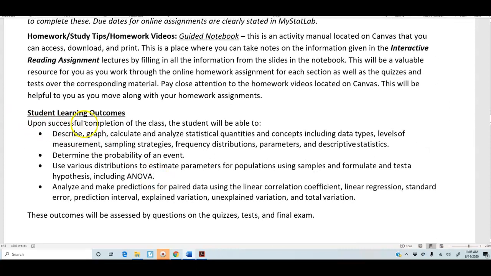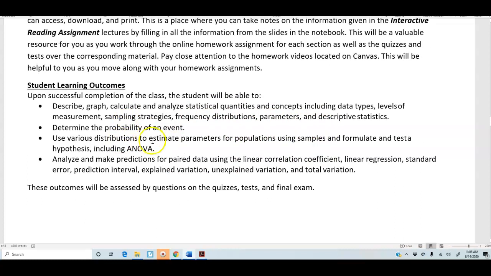Here are the student learning outcomes. Upon successful completion of the class, the students will be able to describe, graph, calculate, and analyze statistical quantities and concepts, including data types, levels of measurement, sampling strategies, frequency distributions, parameters, and descriptive statistics. Determine the probability of an event. Use various distributions to estimate parameters for populations using samples, and formulate and test a hypothesis, including ANOVA.